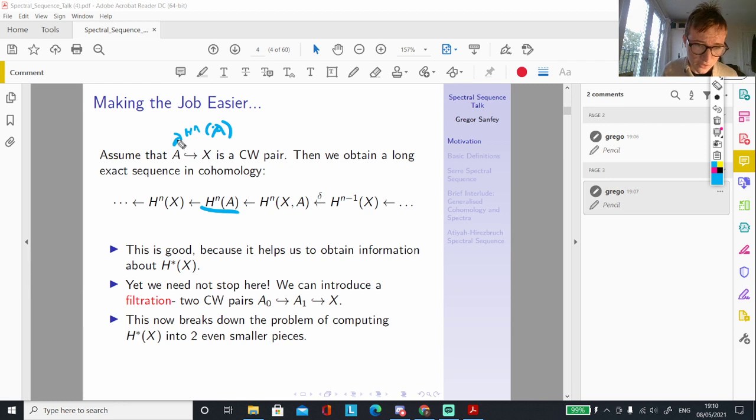But even if A is simpler than X, it still might not be easy. So we can introduce another CW pair here, and then a CW pair here. Hopefully this A0 is simple enough to bootstrap our way up to the cohomology of A1. Then hopefully with this cohomology of A1, we can try and bootstrap our way up to the cohomology of X. So with this double filtration here, you could say we have two long exact sequences. But we don't need to stop with two. We don't need to stop with two spaces, right?